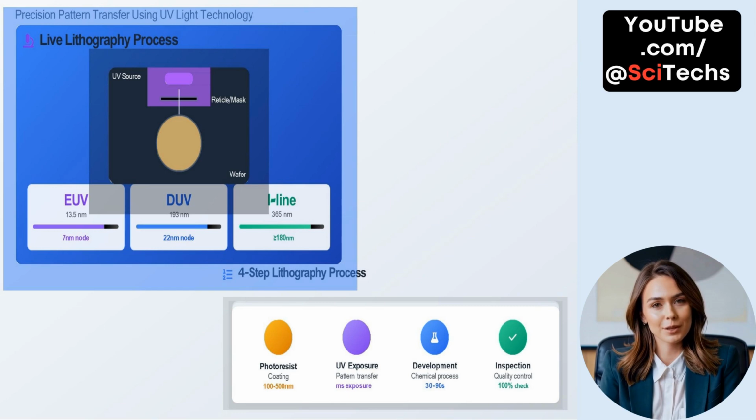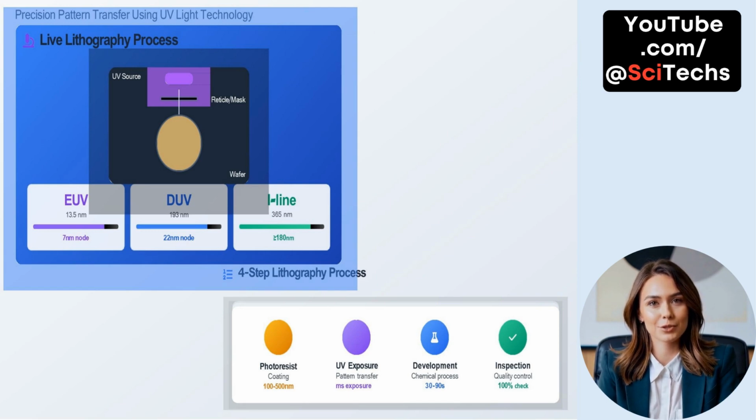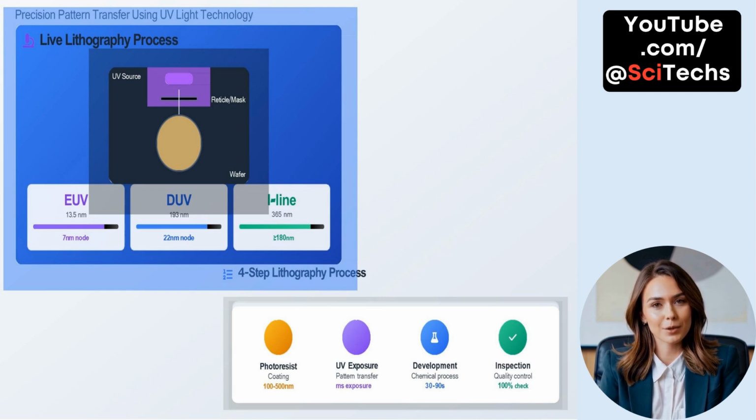EUV, or extreme ultraviolet lithography, uses a 13.5 nanometer wavelength and supports advanced nodes like 7 nanometers. DUV, or deep ultraviolet, operates at 193 nanometers, typically used for 22 nanometer nodes. I-line lithography uses a 365 nanometer wavelength and is suitable for features larger than 180 nanometers.